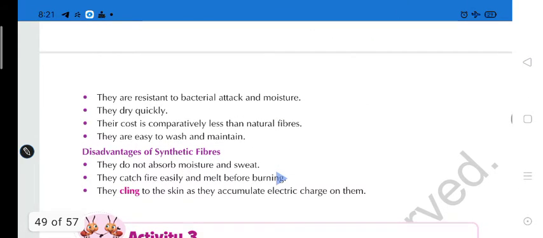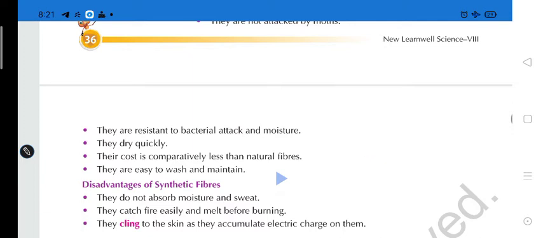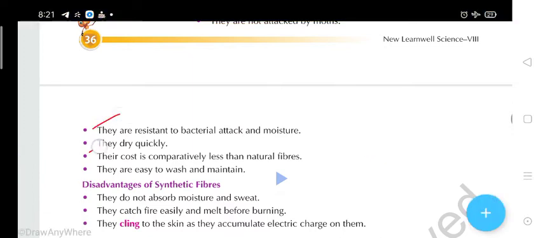And they are resistant to bacterial attack and moisture, as I told, and they dry quickly. There is no need for waiting, students. They dry quickly because they absorb a little amount of water. Their cost is comparatively less than natural fiber, and they are easy to wash and maintain.